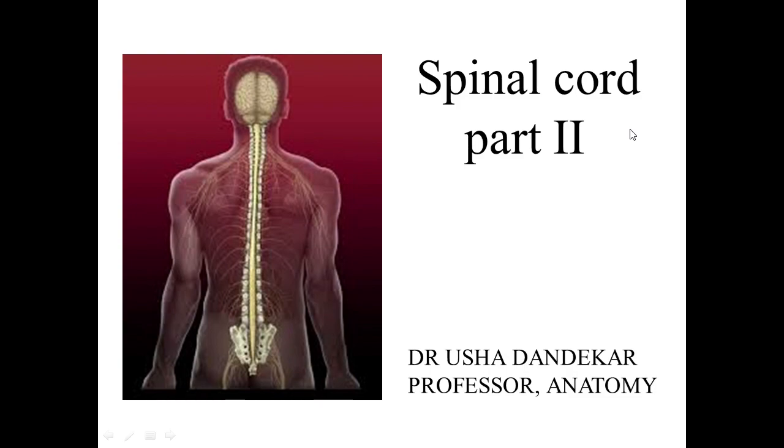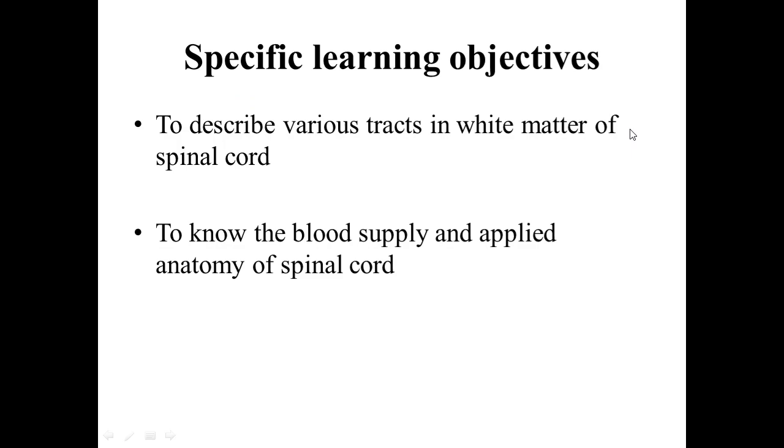Good morning, all. In the first part of the spinal cord lecture, we have seen the external features in detail. Then we have seen the classification of various nuclei in the grey matter, then the division of the white matter. So today we are going to see what is there in the white matter, which are the different tracts present in the white matter. The specific learning objectives of today's lecture are to describe the various tracts in the white matter of spinal cord and to know the blood supply and applied anatomy of spinal cord.